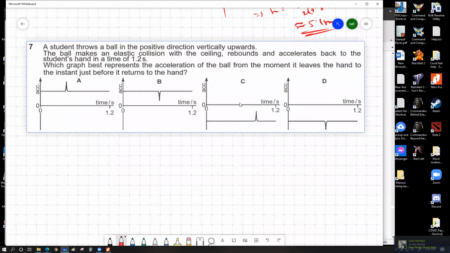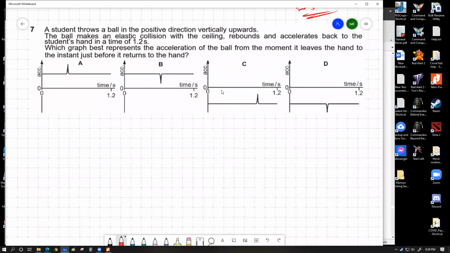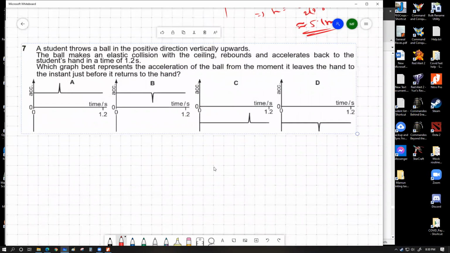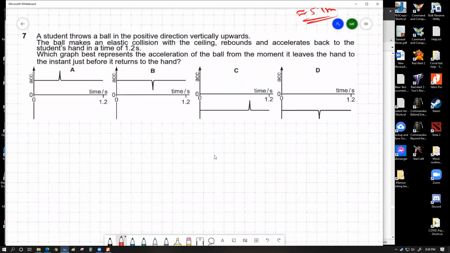Let's have a look. This question tells us that a student throws a ball in the positive direction vertically upwards. Very important: we're considering upward as positive. The ball makes an elastic collision with the ceiling, rebounds and accelerates back to the student's hand in a time of 1.2 seconds.